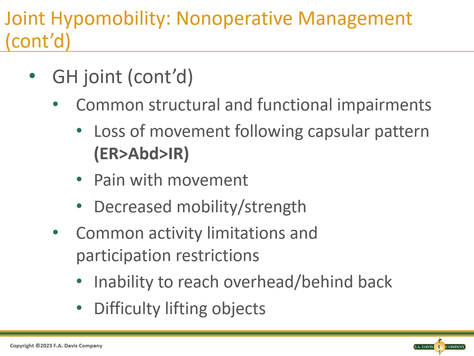Common impairments with glenohumeral joint hypomobility are going to include loss of movement following the capsular pattern. So remember, external rotation, then abduction, then internal rotation. They'll also experience pain with movement and decreased mobility and strength. Common activity limitations and participation restrictions are going to be the inability to reach overhead or behind their back, and difficulty with lifting objects.